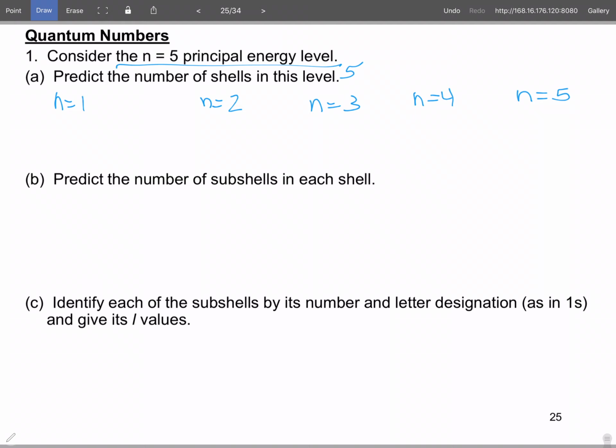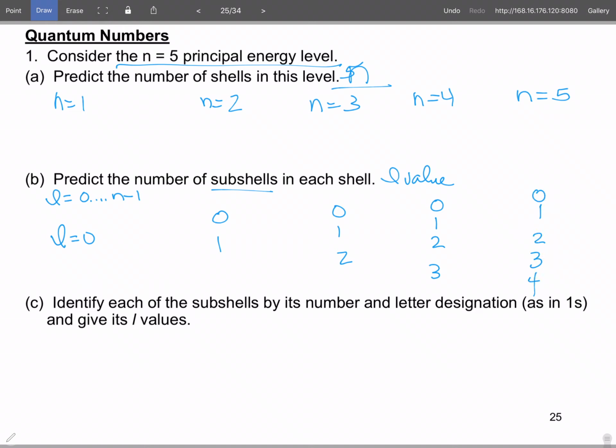Now predict the number of subshells. A subshell is the L value. The energy level, the shell, is the n value. So if n is equal to 1, remember L can be 0 up to n minus 1. So for 1, L is equal to 0. For 2, L is equal to 0 and 1. For 3, it's 0, 1, and 2. For 4, 0, 1, 2, 3, and for 5, 0, 1, 2, 3, 4. Now we're up to the subshells: 1, 2, 3, 4, 5, 6, 7, 8, 9, 10, 11, 12, 13, 14, 15. So we actually have 15 subshells.